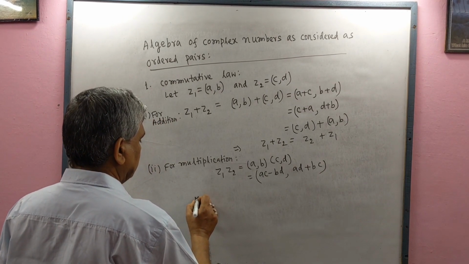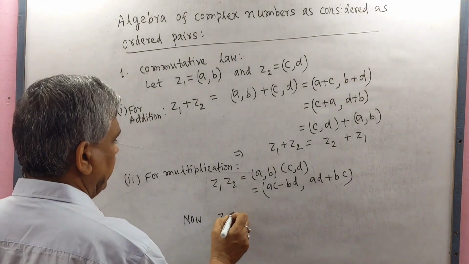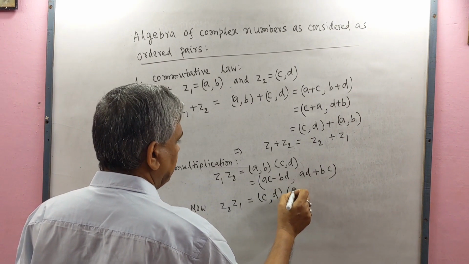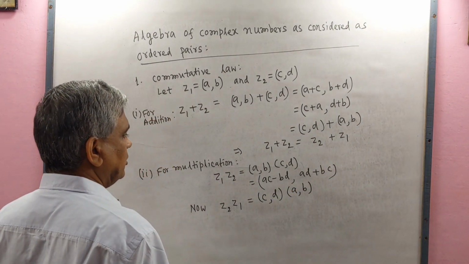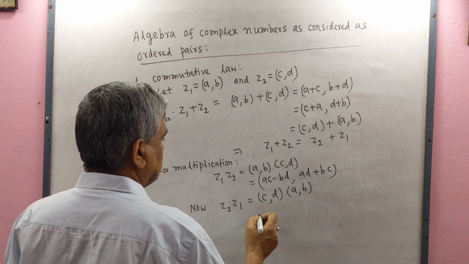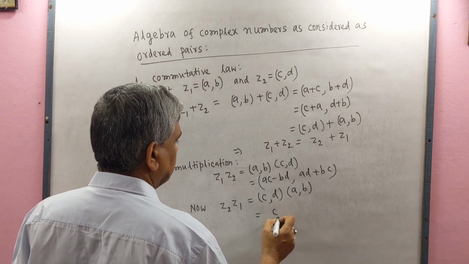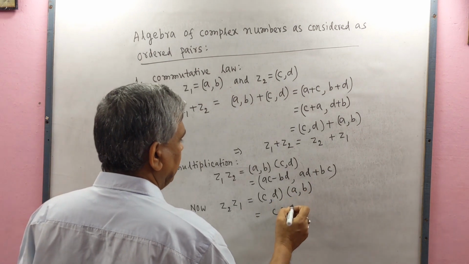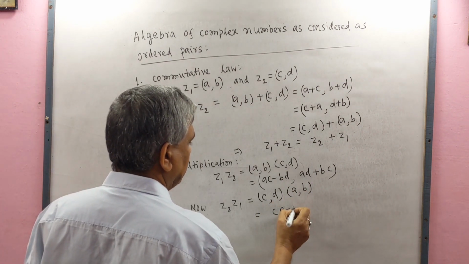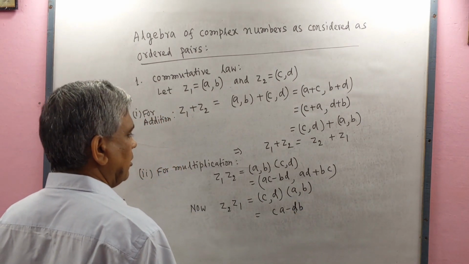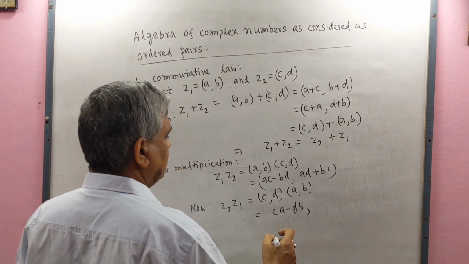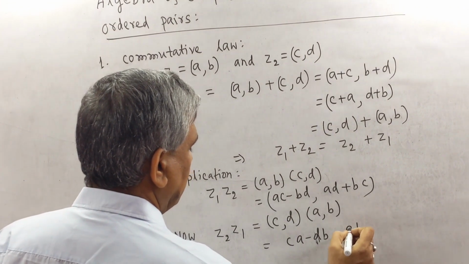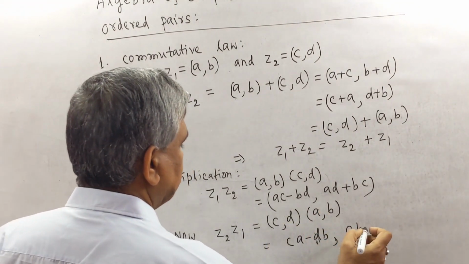Now Z2 Z1 equals (c,d)(a,b). This equals (ca minus db, then cb plus da).